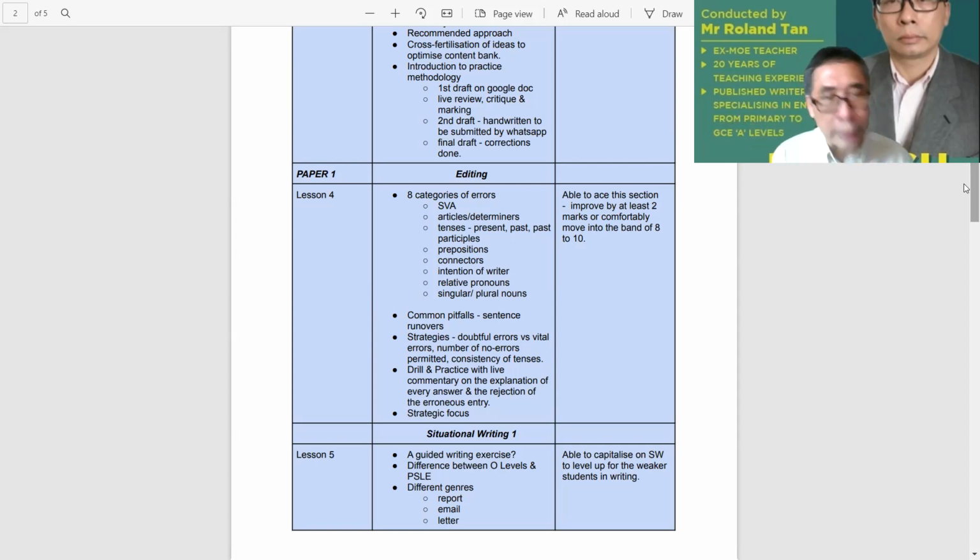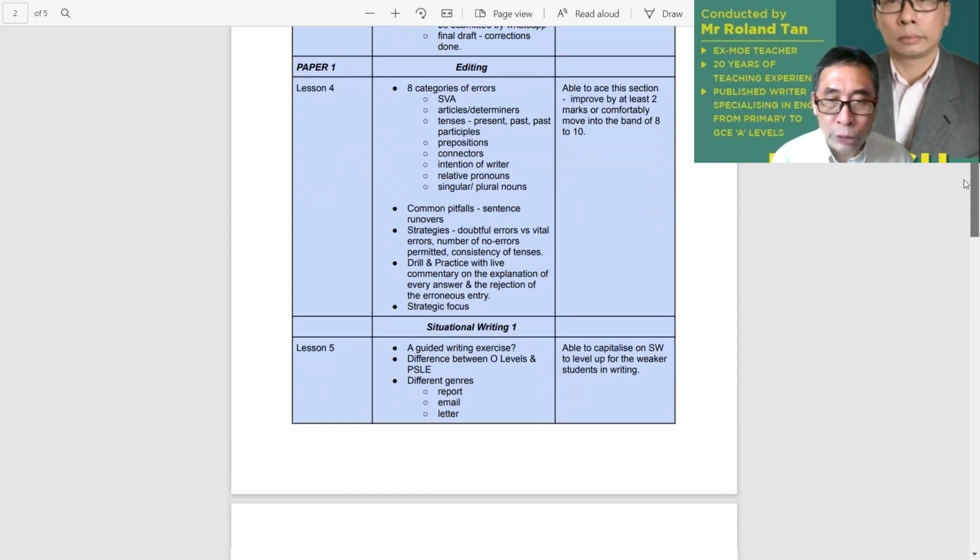So by the end of this lesson 4, you will be able to ace this section, meaning you would be expected to improve by at least 2 marks or comfortably move into the band of 8 to 10. Meaning to say that if you're already scoring 8 or 9, I can't guarantee that you'll get 10, but you would, at the minimum, maintain your standard and remain in the 8 to 10 band. But if you are right now hovering at 5, you can improve by 2 marks. Okay.